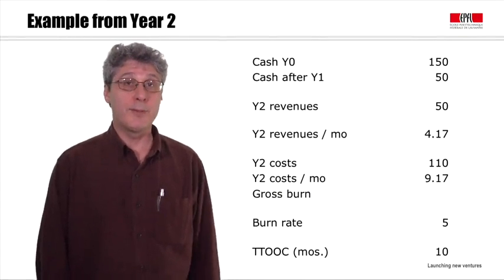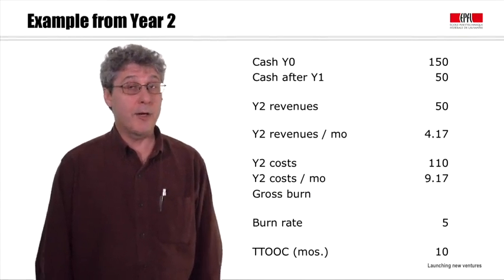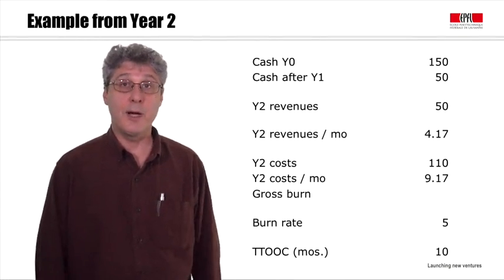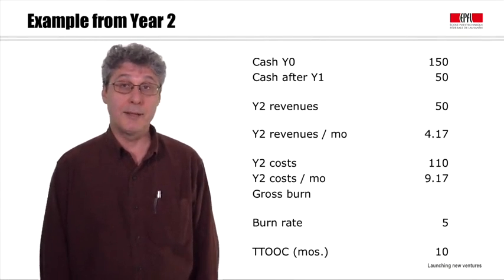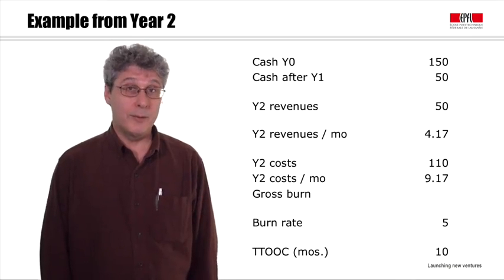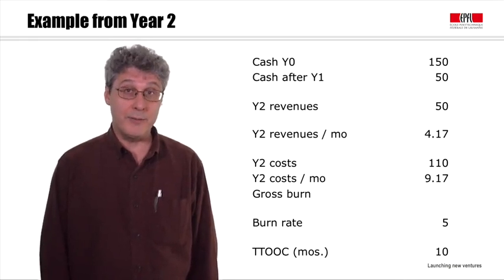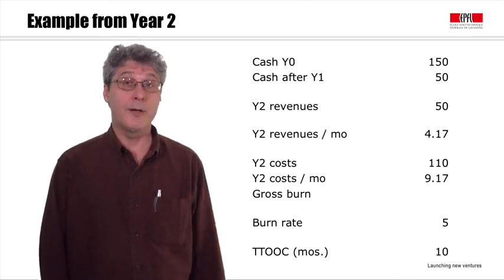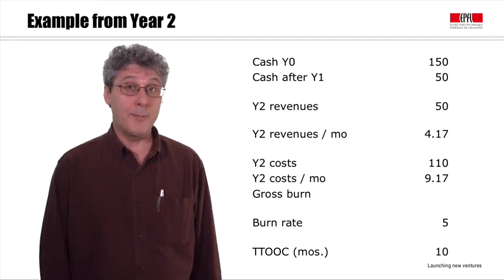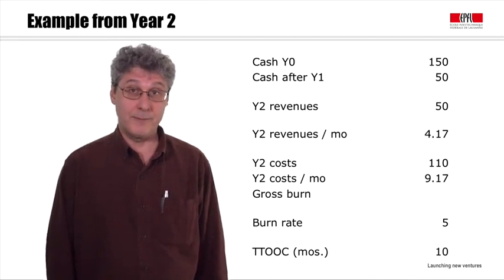Okay, let's make one further assumption here. That is that we started this whole exercise with 150 in the bank. Now, we mentioned already that after the first year, we were down 100. So therefore, if we started with 150, we would end up with only 50 at the end of the first year.